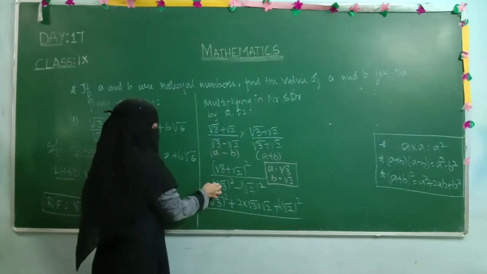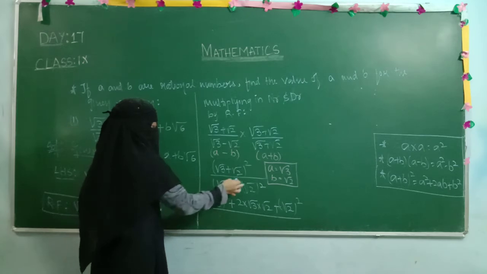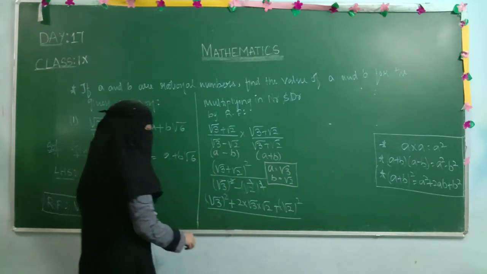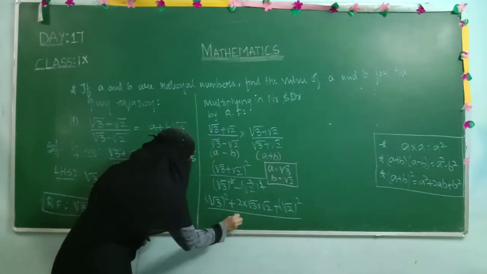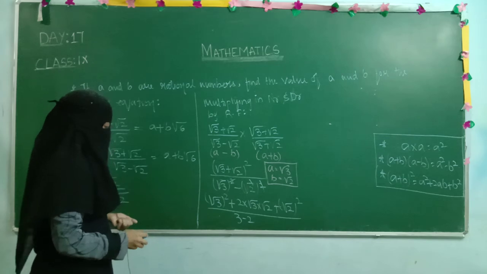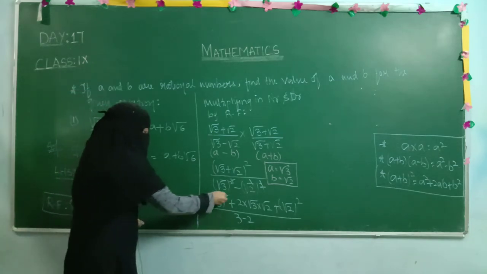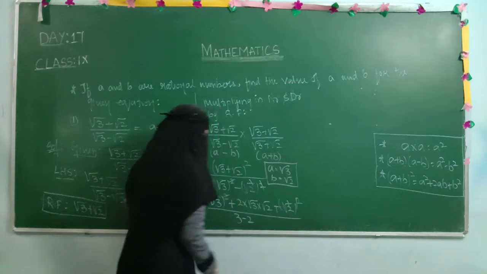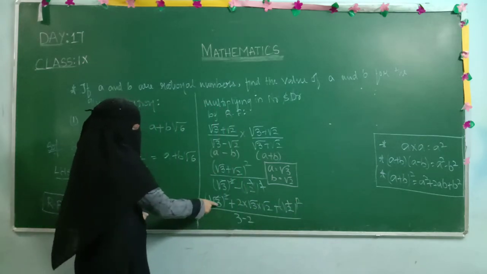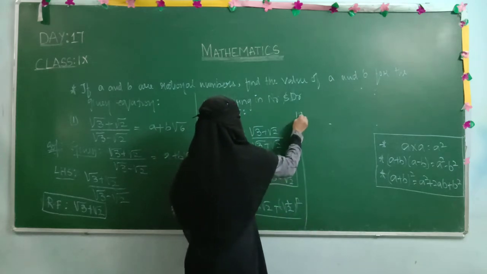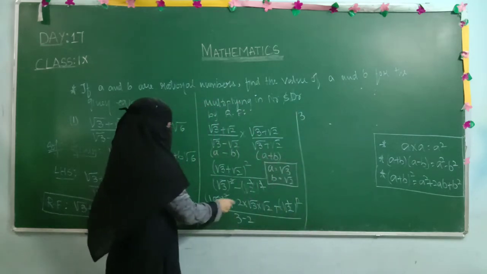As I said before also, whenever we have a square, the root and square get cancelled. So here root and square get cancelled. I will get 3 minus 2. Now we need to check the numerator part, and here also the root and square get cancelled. What is left? 3.